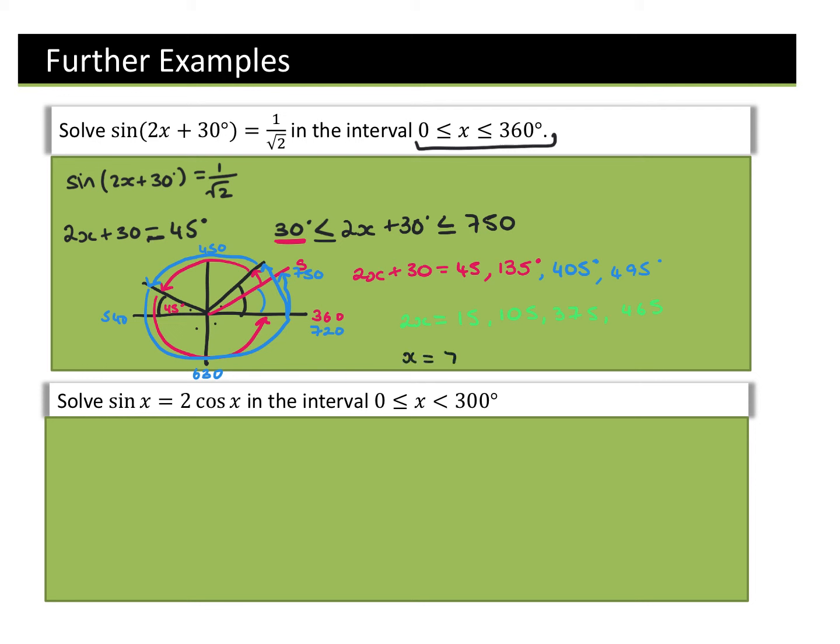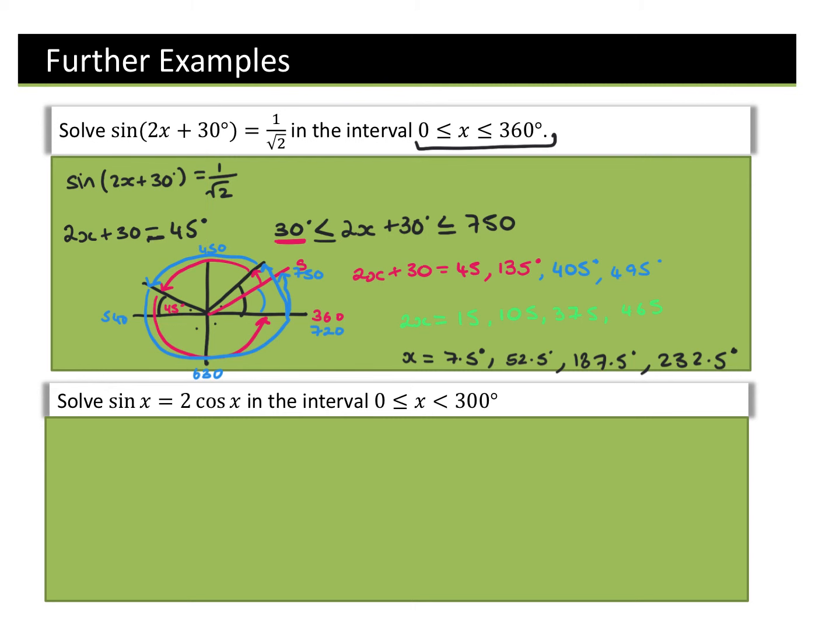So my x equals 7.5 degrees, 52.5 degrees, 187.5 degrees, 232.5 degrees. And there is the final answer. Now, if you think about this sine graph here, all of our x coordinates have been divided by 2, and then we've shifted it to the left 30 degrees, okay?